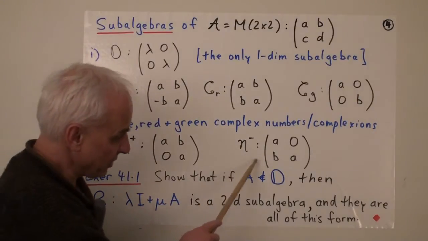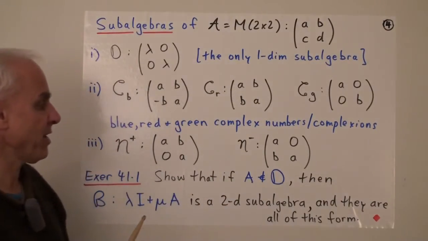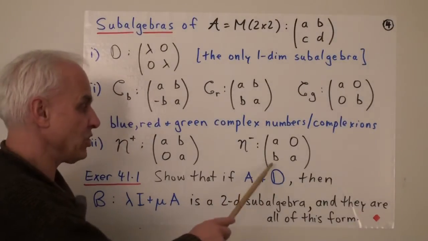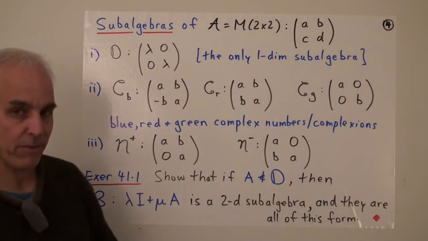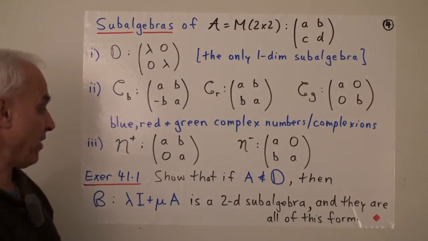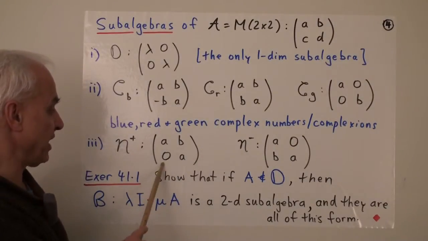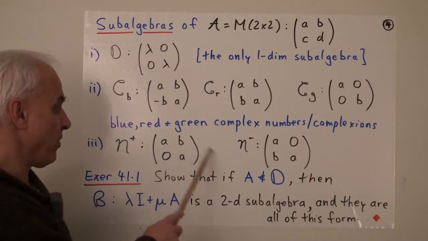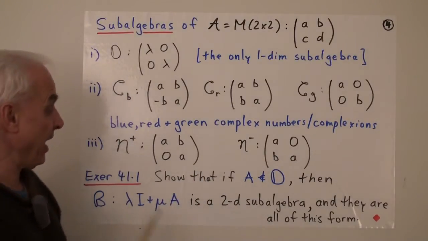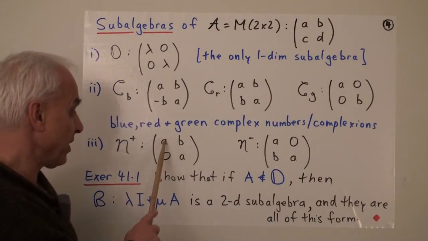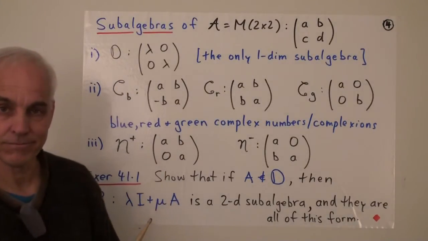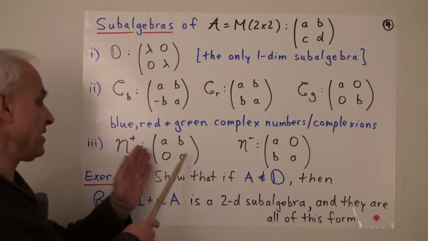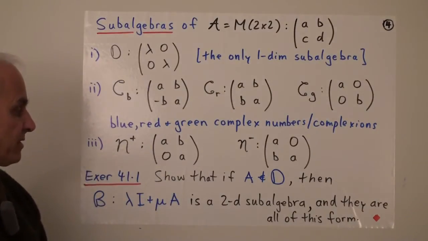And similarly, this one here, which is sort of symmetrical to this one, is also a subalgebra. And both of them are two-dimensional because they essentially depend on two parameters, A and B. We could easily write down a basis. A basis for this space would be the matrix 1, 1, 0, 0, the identity matrix, and the matrix with entries 0, 1, 0, 0. Those two matrices would be a basis for this, so it really is a two-dimensional space.